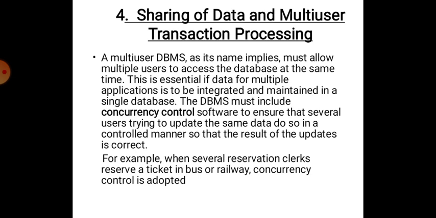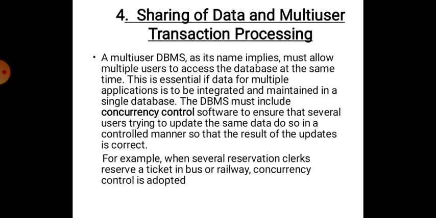The DBMS must include concurrency control software to ensure that several users trying to update the same data do so in a controlled manner so that the results of the updates are correct. Students, there are different types of users of the same database. A number of users are going to access the same data, so it should be done in a controlled manner.